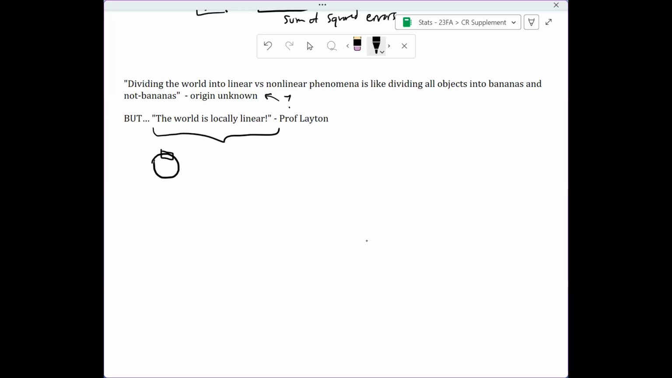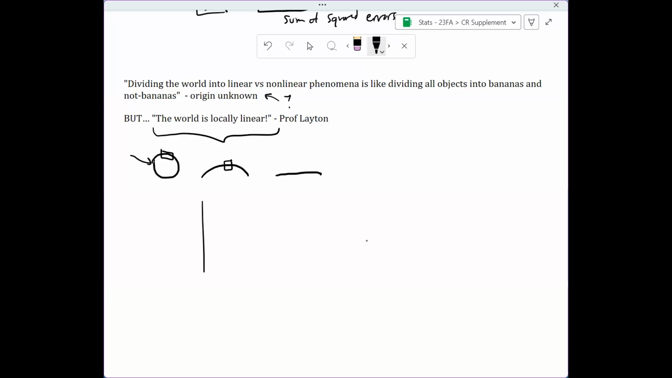But if I zoom in a bit, it looks a little curvy. If I zoom in a bit more, it looks almost completely flat. So locally speaking, in some small region, we can approximate even a highly nonlinear thing like a sphere with a straight line or with a flat plane.